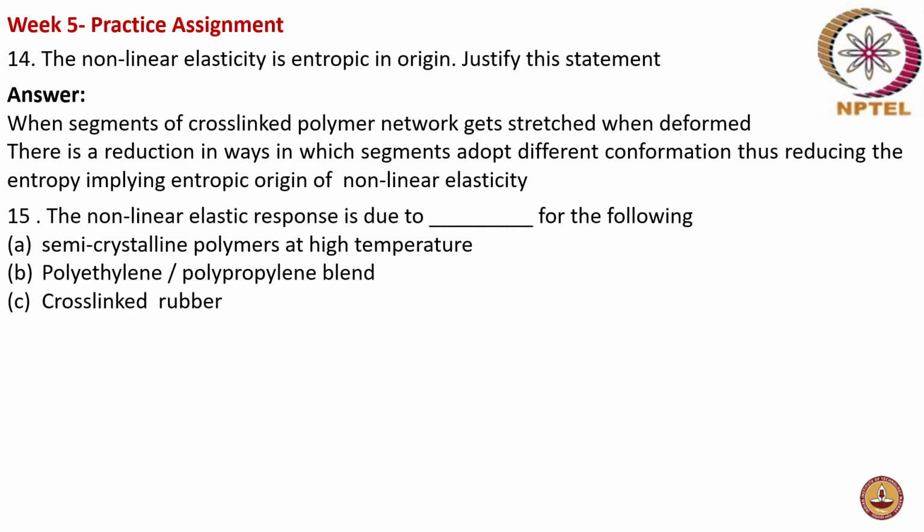These three are completely different systems. One is a semicrystalline system, another is a cross-linked single polymer system, and the third one is a blend of two polymers. But all these three show nonlinear elastic response. What is the reason behind nonlinear elastic response in each of these systems?